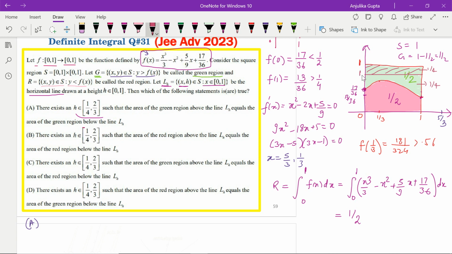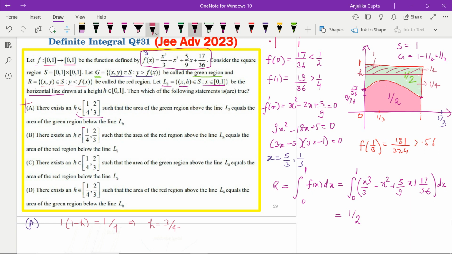Let's say this is your line LH. That means this y coordinate is h. What is the area of this rectangle? Length is 1 and width is 1 minus h. So what do you want? 1 times (1 minus h), that rectangle area you want to be 1/4, right? So what is the h value you are getting then? 3/4. Okay, so if your h is 3/4, then of course you can divide the green region 1/4, 1/4, half and half. But alas, 3/4 is not here, right? So this is wrong. You cannot have h here.